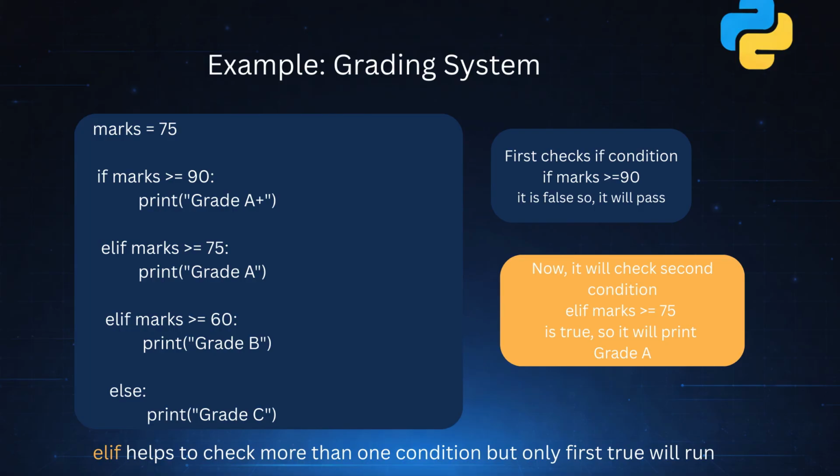If that condition is not true, Python moves to the next condition using elif. If the marks are greater than or equal to 75, the program prints grade A. If this condition is also false, it checks the next one. If the marks are greater than or equal to 60, it prints grade B. Finally, if none of the conditions are true, the else block runs and the program prints grade C. This is how if, elif, and else help Python programs make decisions.